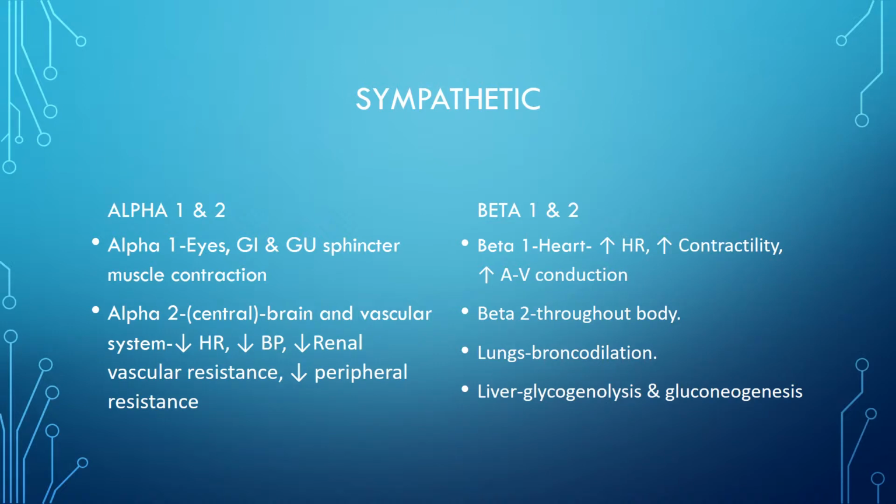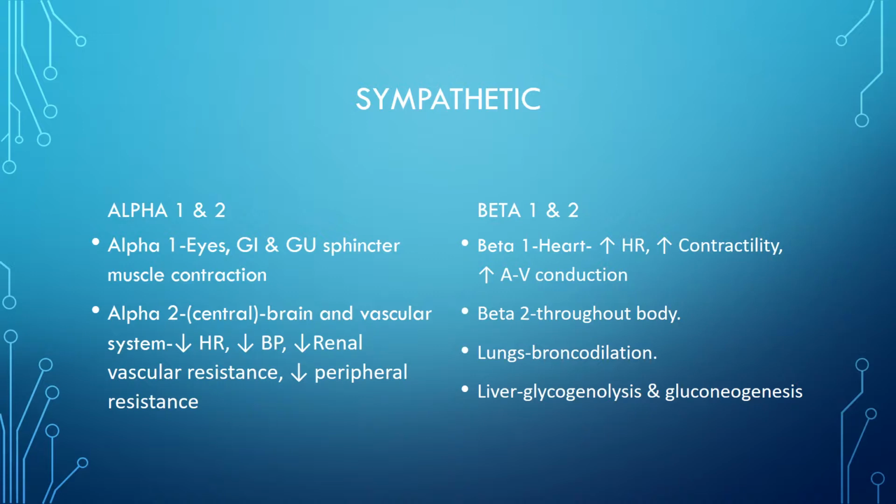All right, so the sympathetic nervous system has alpha and beta receptor sites. Those can be broken down into ones and twos. They can be broken down even further to central or peripheral. They can be broken down into selective and non-selective, but for this particular lecture, we're going to keep it pretty general. So alpha 1s typically work on the eyes, the GI and the GU sphincters, and it causes muscle contraction.